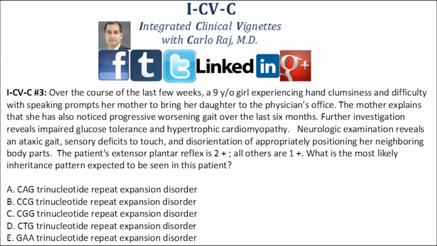Number 3. Over the course of the last few weeks, a 9-year-old girl experiencing hand clumsiness and difficulty with speaking prompts her mother to bring her daughter to the physician's office. The mother explains that she has also noticed progressive worsening gait over the last 6 months. Further investigation reveals impaired glucose tolerance and hypertrophic cardiomyopathy.